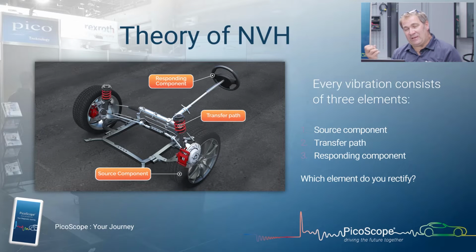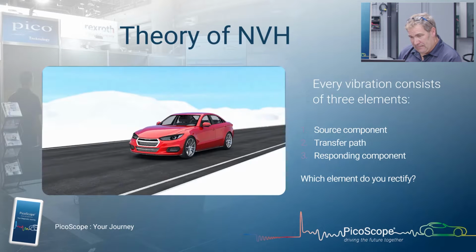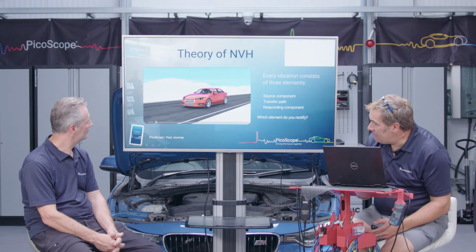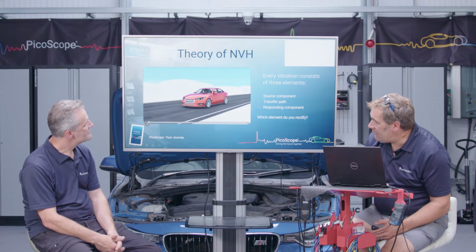So it's a really useful thing to get your head around, having this idea of a source component, the transfer path, which will be through the mechanics on the vehicle, and then of course the responding component, which is how your customer feels the issue, and about which item you rectify. And once again, we've got a short animation on this, and I'm going to let Steve, if he doesn't mind, just talk us through that one.